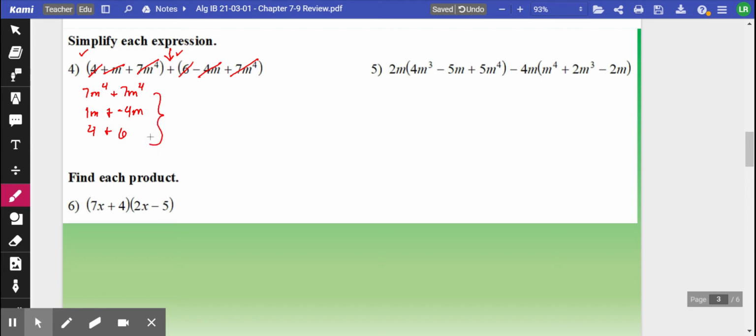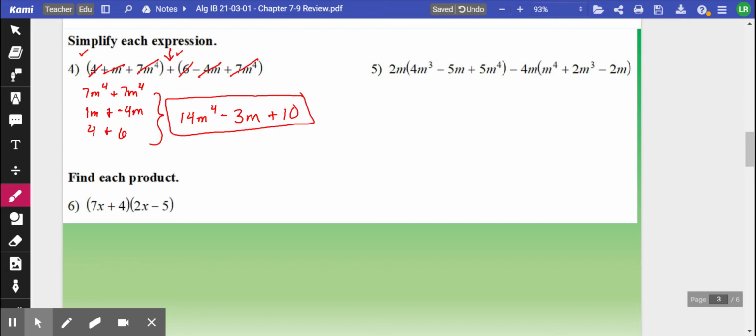Now, one thing to remember is when I'm adding up like terms, I do not mess with the exponents. So 7 plus 7, that is 14. One m plus negative 4m, that's negative 3m. And then 4 plus 6 is positive 10. You do want to put it in order, biggest exponent to the smallest exponent.